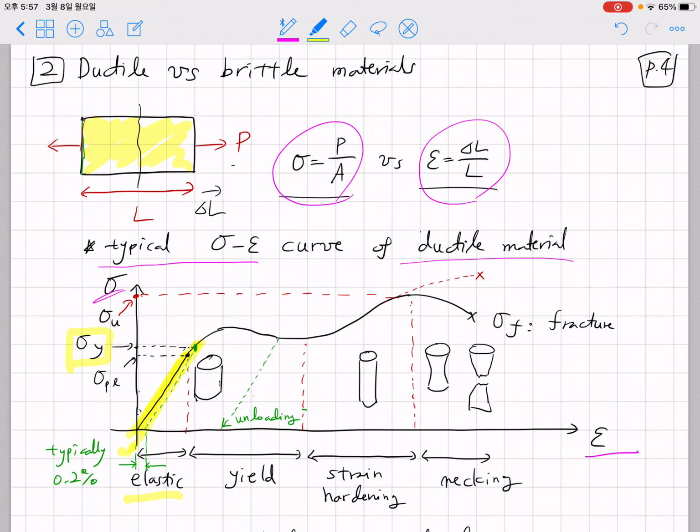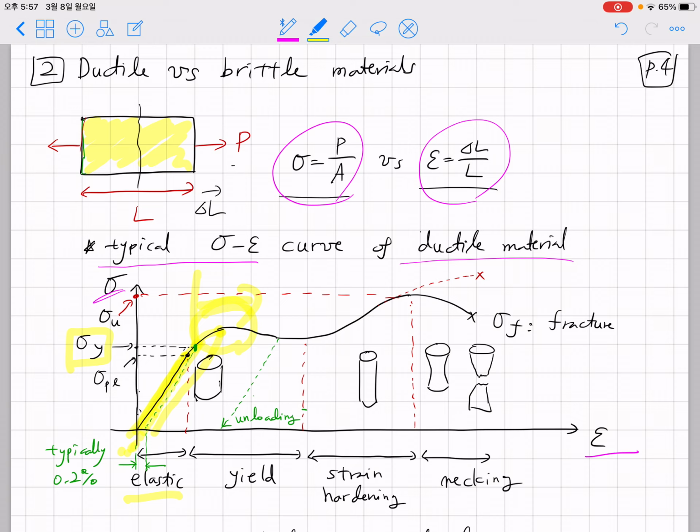Okay, then after the yield point, if you extend your material this much, it will not come back to its original shape. Imagine you have a metal clip or metal pin. If you bend the pin a little bit, it will come back to its original shape completely. However, if you bend your pin or clip too much, it's not coming back to its original shape. That's so-called plastic deformation, and this is occurring in this range. Beyond this yield point, you don't expect it to be recovered completely.